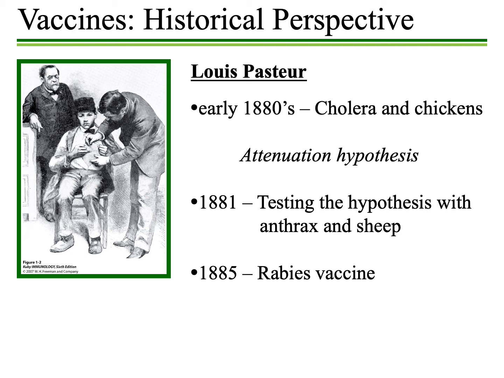Lastly, on this slide, we do have an example, the first human example, where an individual, a young boy, was given a rabies vaccine. At that point in time, it still wasn't clear how it worked, but it did in fact allow the boy to survive.